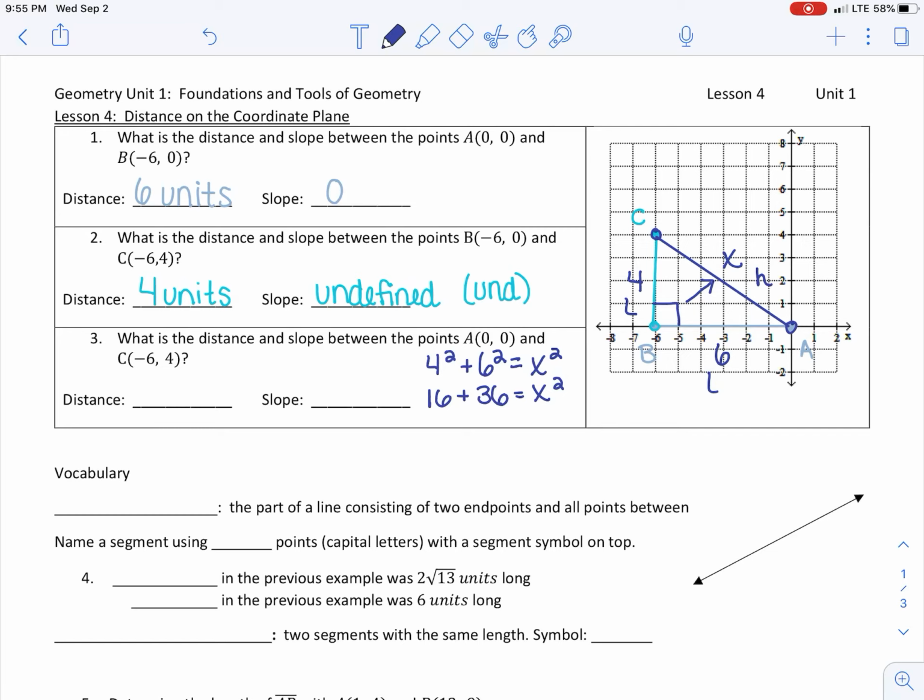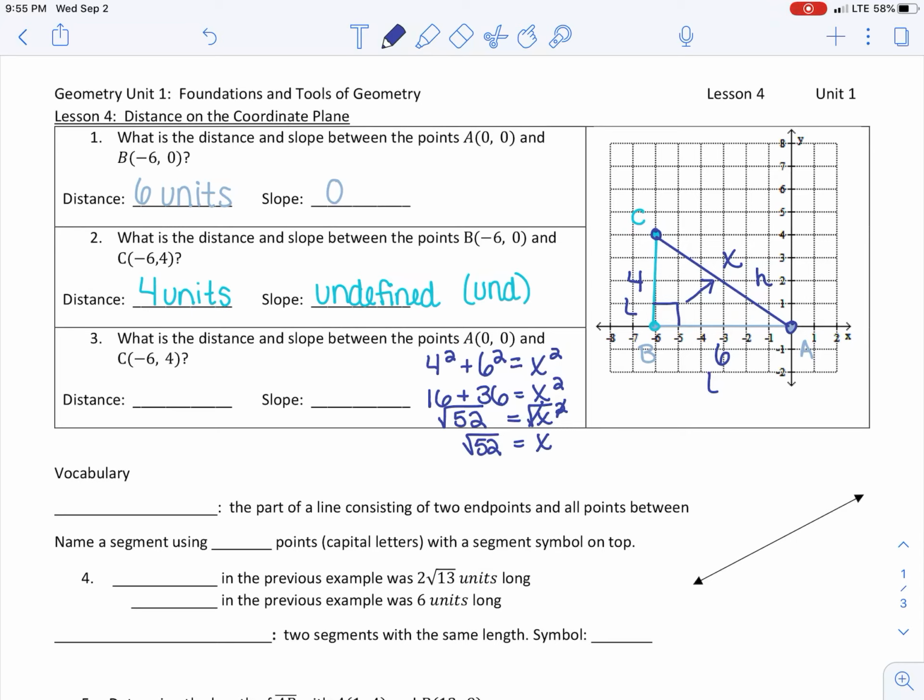If we combine our 16 and our 36, that gives us 52 is equal to x squared. And we should know by now that we can solve this equation by taking the square root on both sides. Okay, the square and the square root cancel. So we're left with just x is equal to the square root of 52.